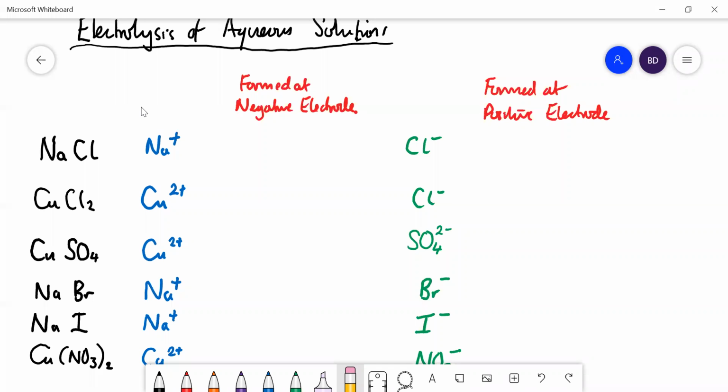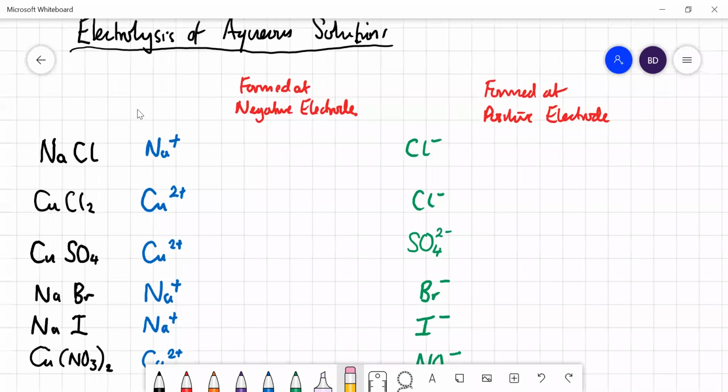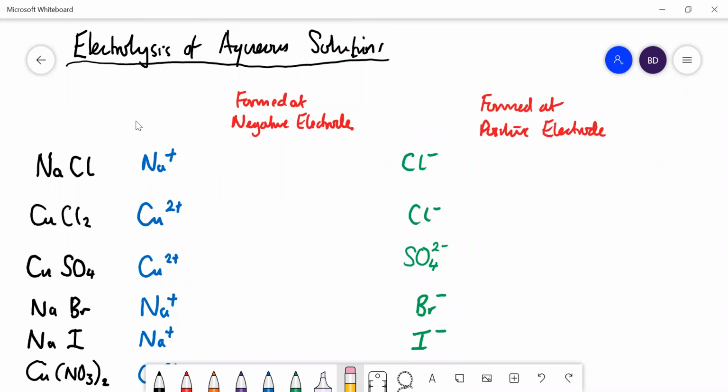Okay, so we're going to have a look in a bit more detail at what happens when you electrolyze aqueous solutions. In the previous video, we've already seen what happens when you electrolyze aqueous sodium chloride. So the positive ions you've got there are Na+, and the negative ions are Cl-. Now, what do we get formed at the negative electrode? The sodium ions are not released there. You get hydrogen gas released there, remember?